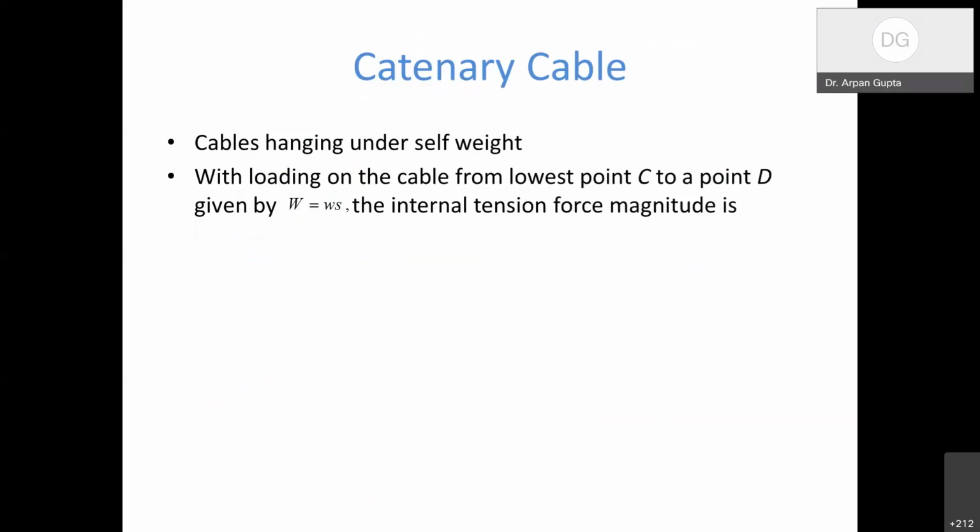Let me try to complete this. The last topic is the catenary cable. A catenary cable is like transmission tower line cables. These cables hang with their self weight. So now there is no external weight except the weight of the cables itself.